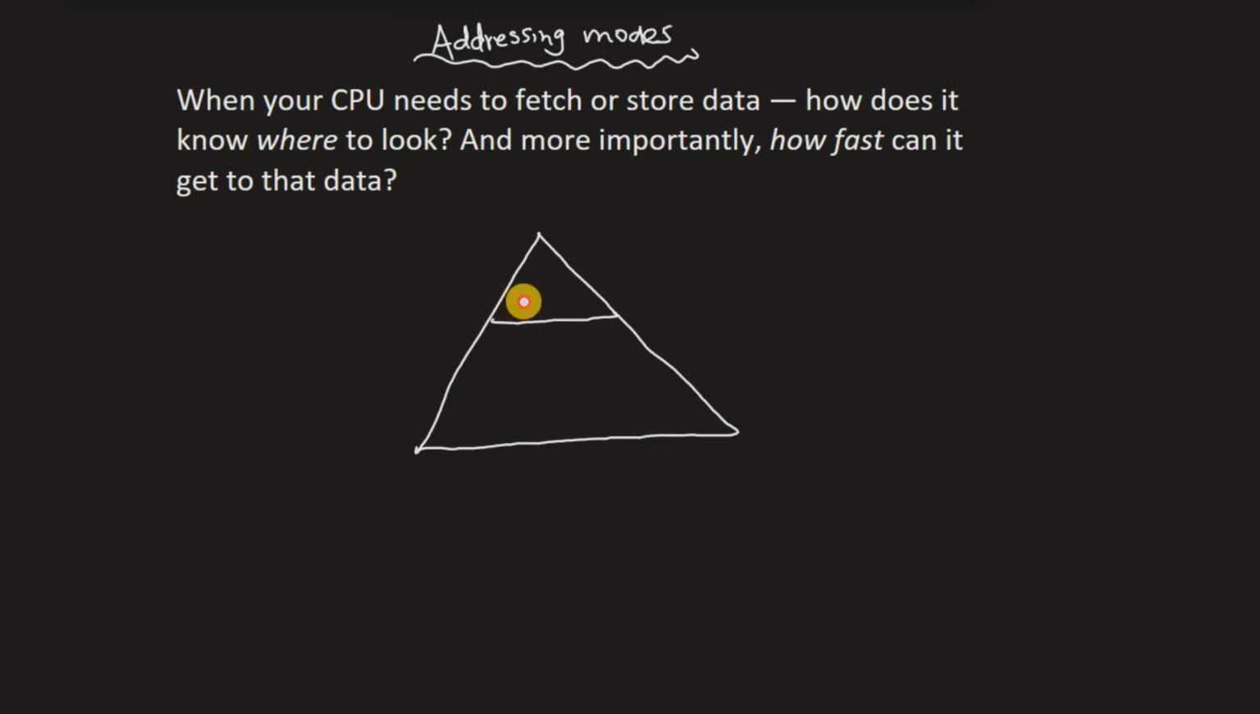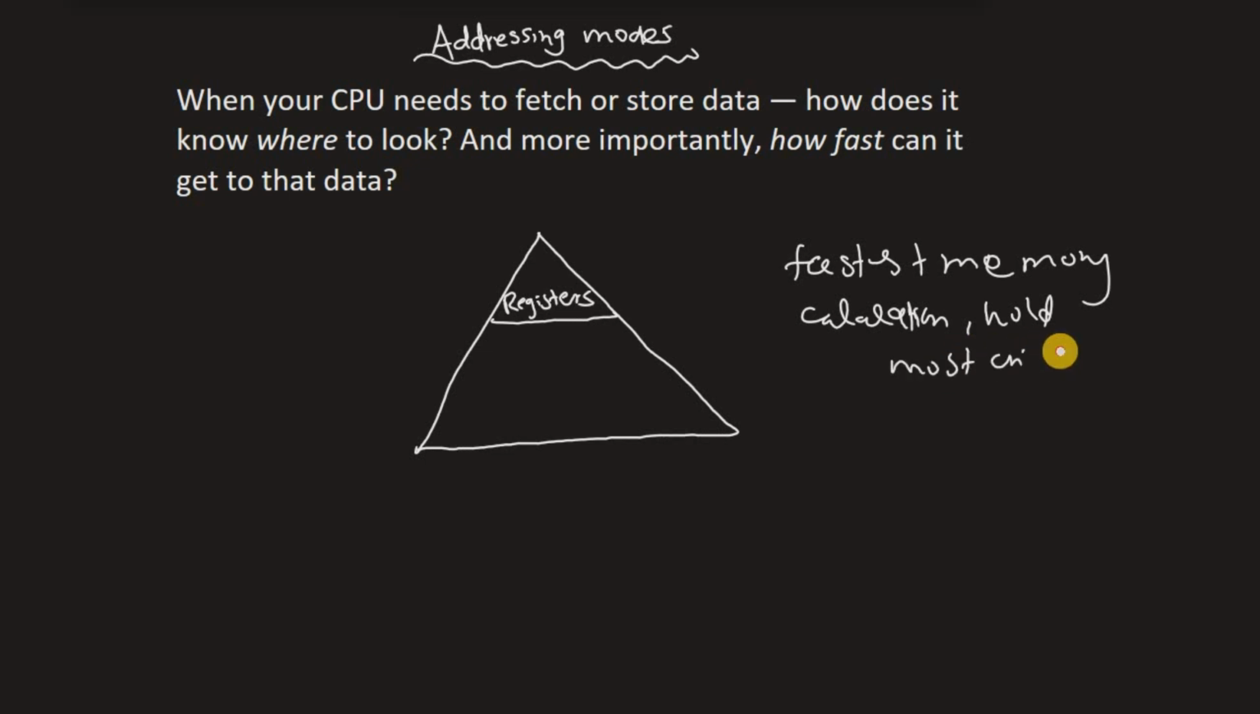At the top of the speed pyramid we're going to have registers. Registers are basically the fastest elements, and they're directly inside the processor. They're used for immediate calculations and hold the most critical values.